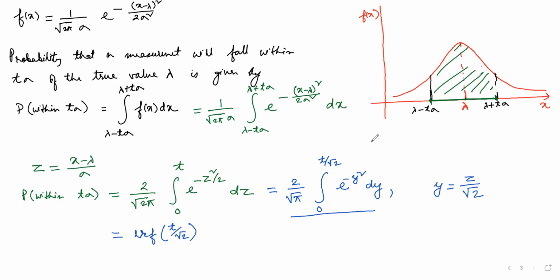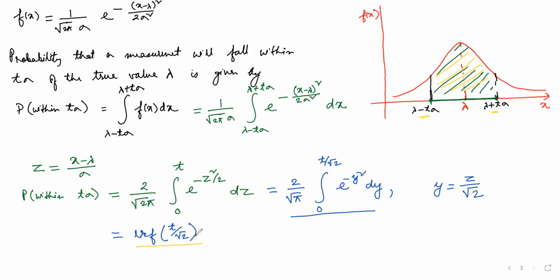If I perform a measurement, what is the probability that the value of that measurement will lie between lambda minus t sigma and lambda plus t sigma? That probability is given by the area under this curve, integrated between lambda minus t sigma and lambda plus t sigma. The value of that integration turns out to be the error function of t by root 2.